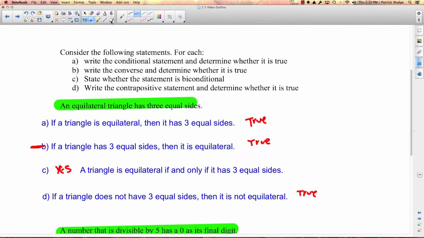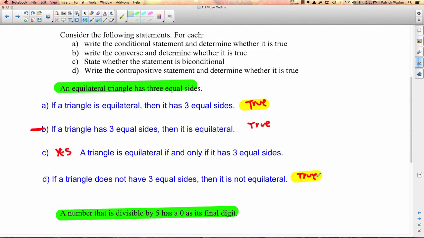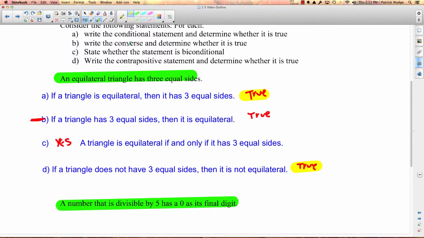So notice, as I said before, that this answer here and this answer here are always going to be the same. The conditional statement and the contrapositive are either both going to be true or they're both going to be false. Okay, let's do one more of those. So the first thing we're going to do is write the conditional statement. Here's our little statement, and we're going to write it in the if-then form.